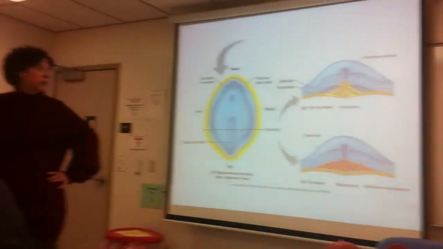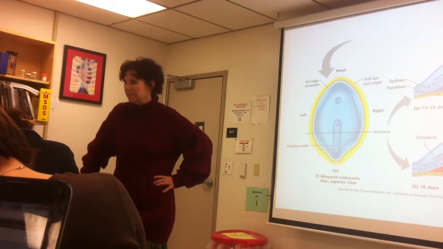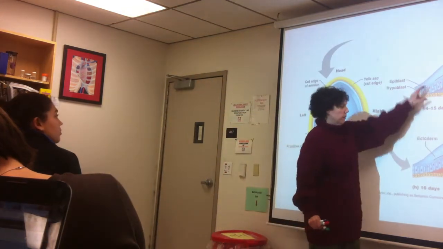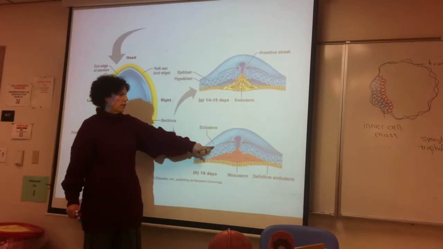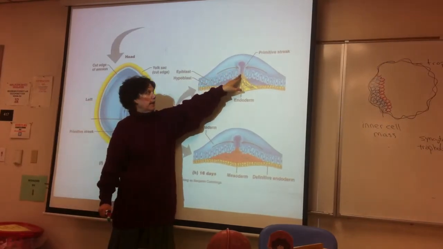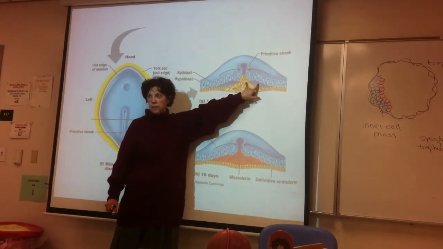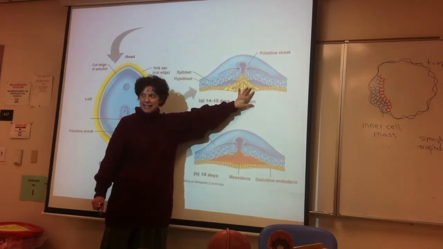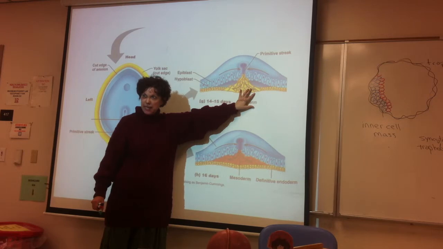The epiblast, or ectoderm, also gives rise to the mesoderm. So if you look right here, here's the epiblast, which is at some point considered the ectoderm. Cells flow through that primitive streak to give rise to the mesoderm. And then some of those cells will replace the hypoblast and become the endoderm.